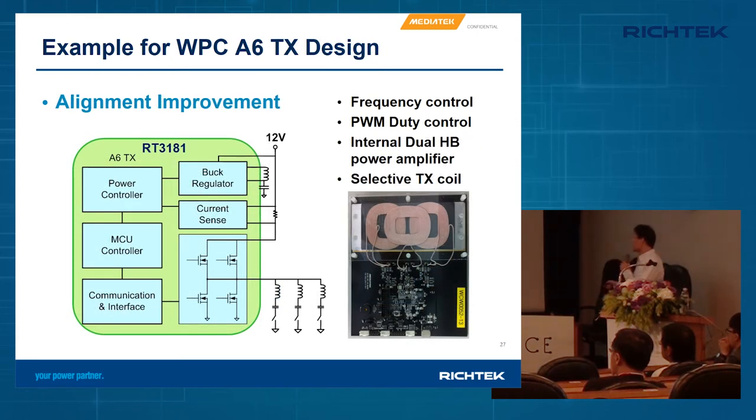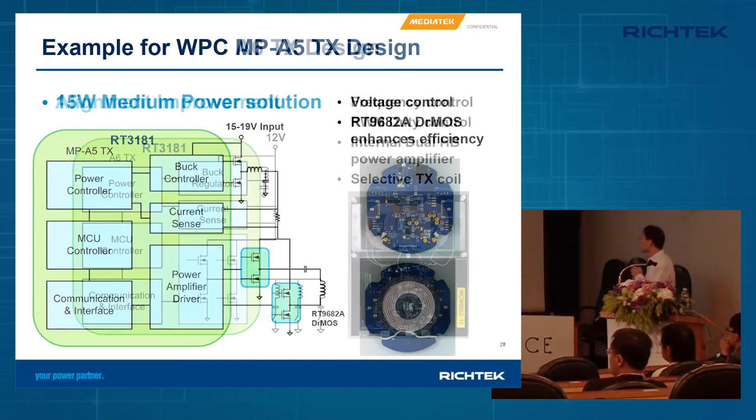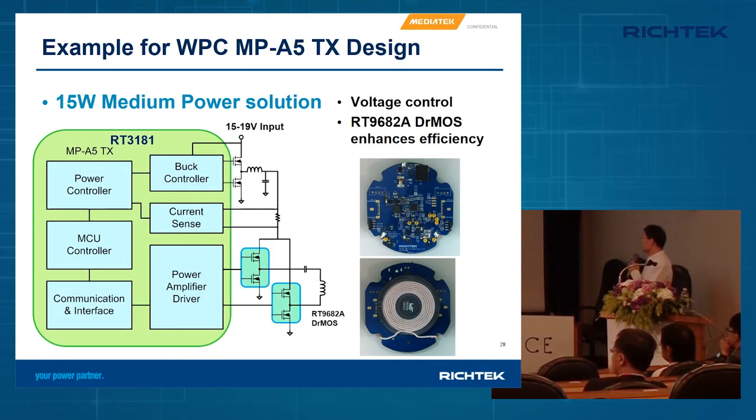For the A11 design, there are 3 coils. You can choose one of the coils to drive for alignment improvement. In the MPA5 design, we use voltage control to drive the coil with an external full bridge power amplifier. So this one's maximum power is 15 watts.